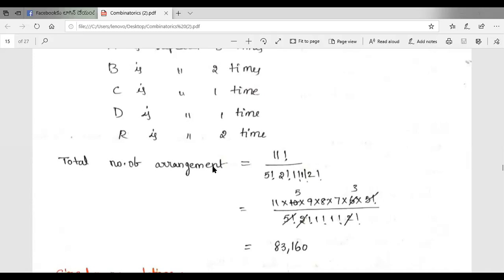The given word ABRACADABRA can be arranged in 83,160 ways.